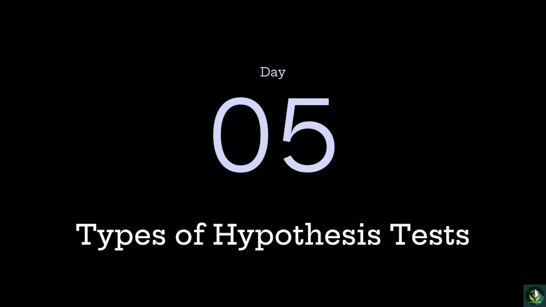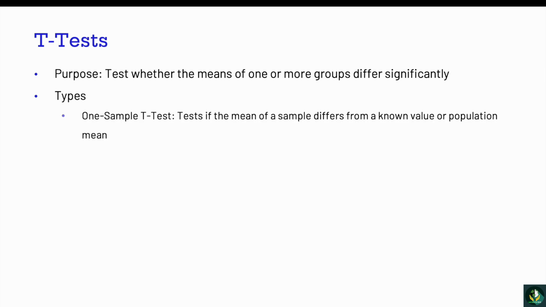Day 5, types of hypothesis tests. Today we're going to look at different tests, and we're going to start with t-tests. The purpose of t-test is to test whether the means of one or more groups differ significantly. The types that we're going to talk about here, first is one sample t-test. This tests if the mean of a sample differs from a known value or a population mean.